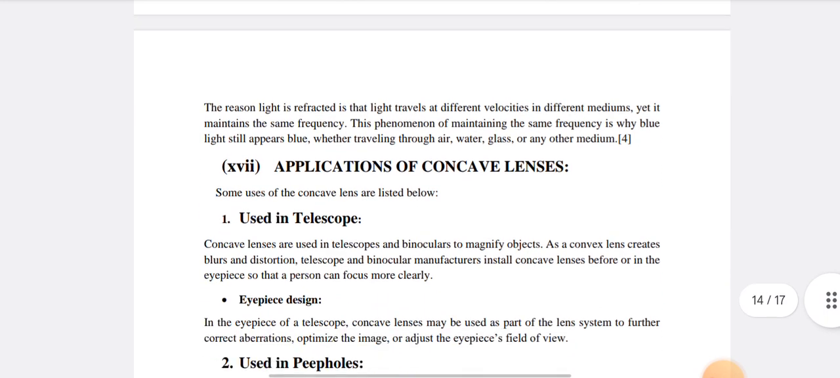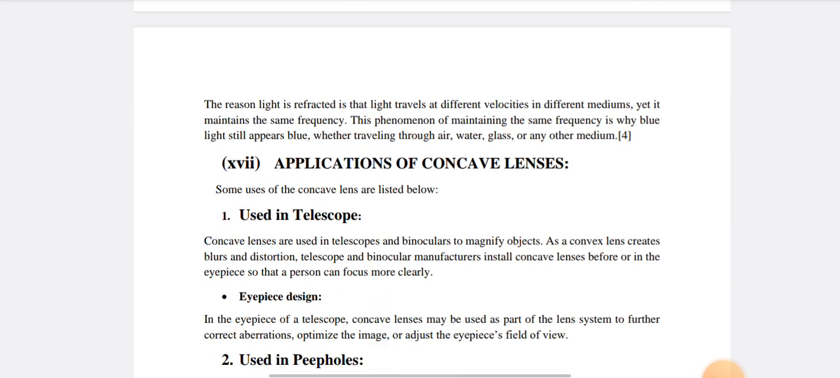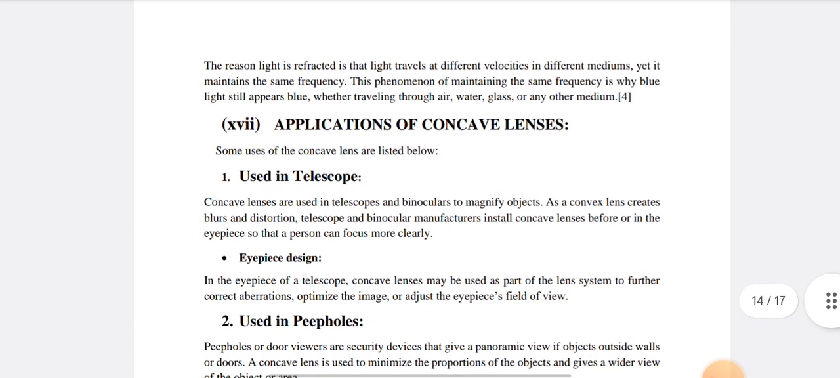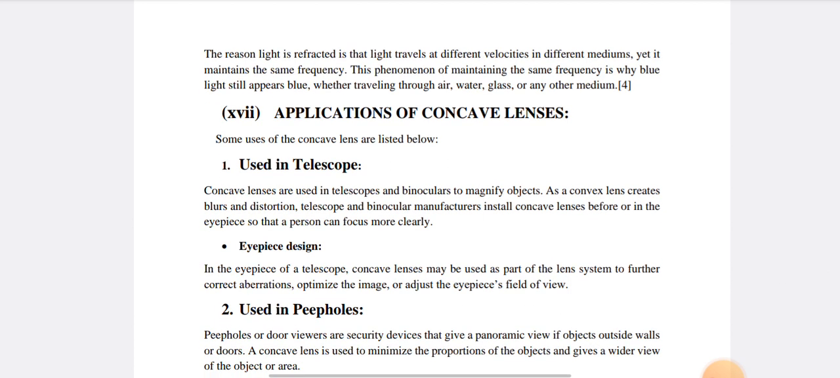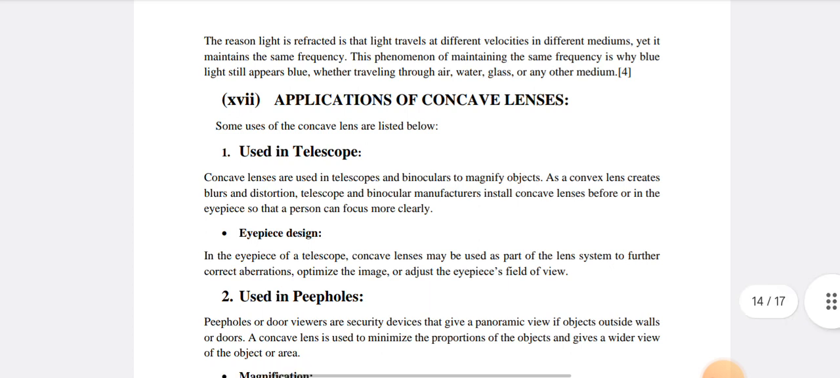Applications of concave lenses. Some uses of concave lenses are listed below. Used in telescopes. Concave lenses are used in telescopes and binoculars to magnify objects. As a convex lens creates blur and distortion, telescope and binocular manufacturers install concave lenses in the eyepiece so that a person can focus more clearly. Eyepiece design. In the eyepiece of a telescope, a concave lens may be used as a part of the lens system to further correct aberration, optimize the image, or adjust the eyepiece's field of view.